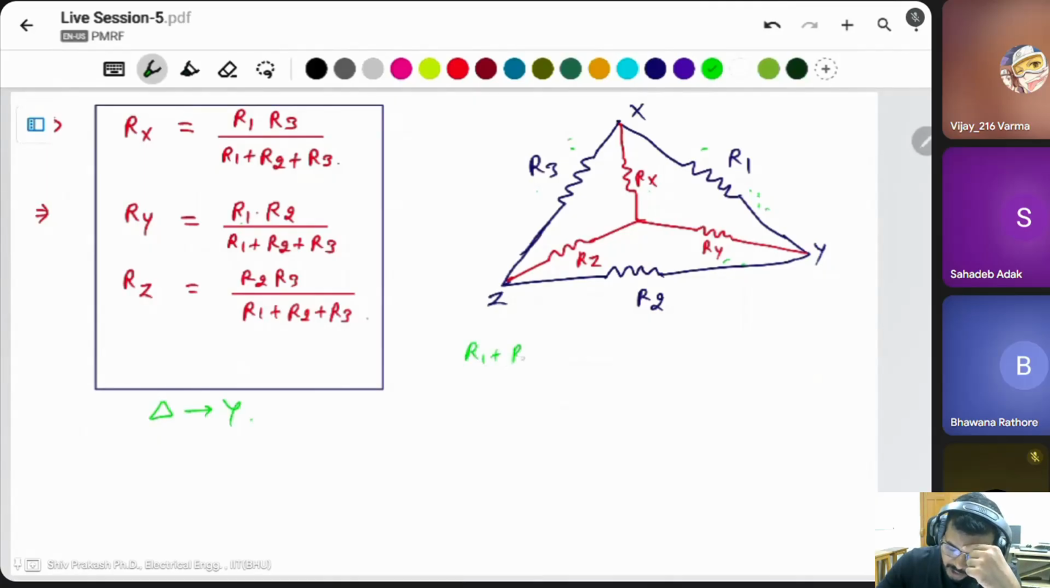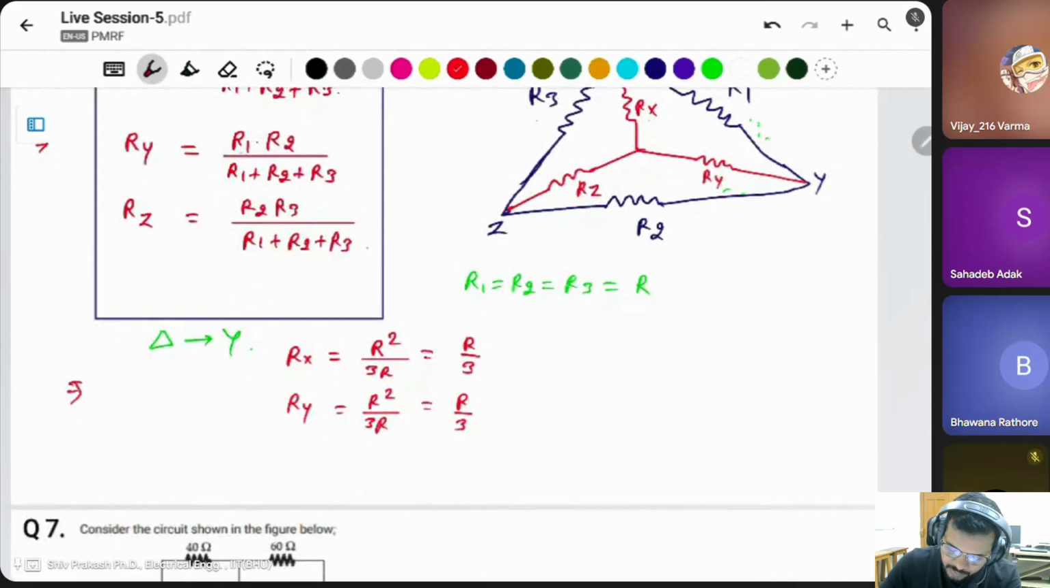Suppose R1 is equal to R2 is equal to R3 is equal to R. Then in this case, what is Rx? Rx is equal to R square divided by 3R, it means R by 3. What is Ry? Same, R square divided by 3R, R by 3. Simply one third. If all the resistances are the same, then the star resistance is one third with respect to the delta.